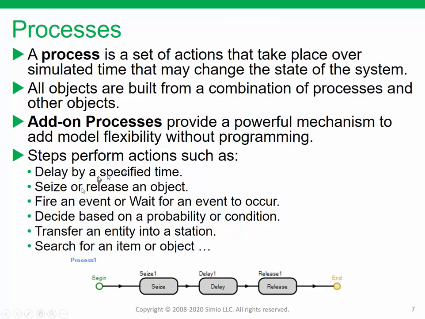The next important concept for Simio is something called a process, or Simio processes. A process is, as shown here, a set of actions that take place over simulated time, and it may change the state of the system. And so we see an example of a process down here at the bottom where we have a typical seize, delay, release sequence where we're requesting a unit of capacity of a resource. We're going to delay for some period of time, and then we're going to release that resource.